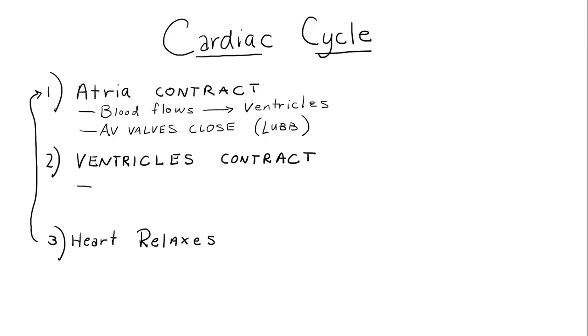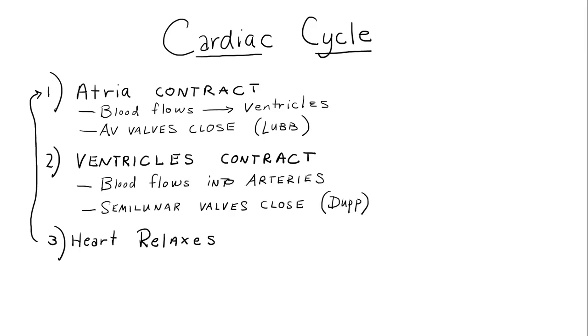Well, the lub is the AV valves closing, and the dup is the semilunar valves closing, but they haven't closed yet. Okay, so when the ventricles contract, the blood is going to flow into the arteries. So it's going to go up into the pulmonary trunk to the pulmonary arteries to the lung, or it's going to go up from the left ventricle to the aorta to the rest of the body. So blood's going to flow into the arteries. And then when the blood flows into the arteries, the semilunar valves will close, and that's going to create the dup sound. Lub-dup. And then the heart is going to relax.